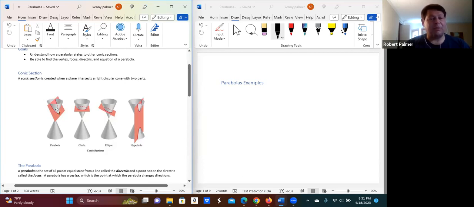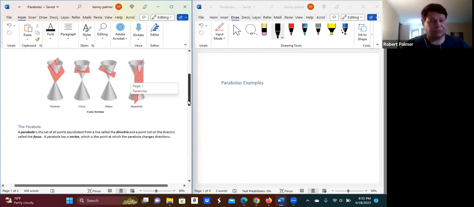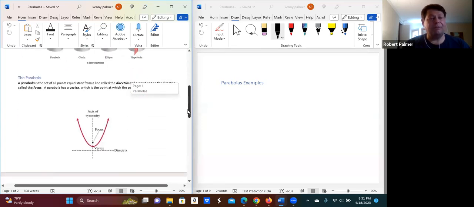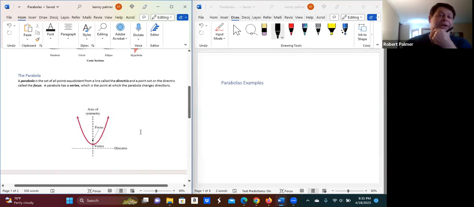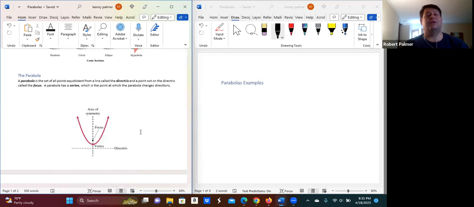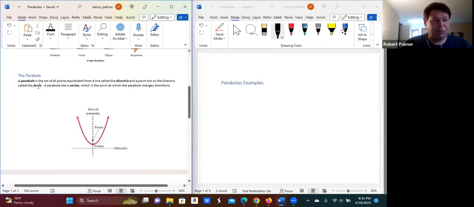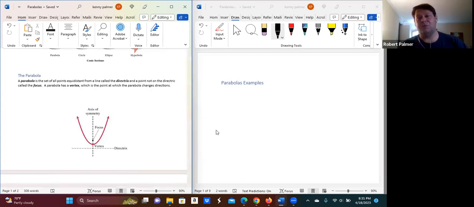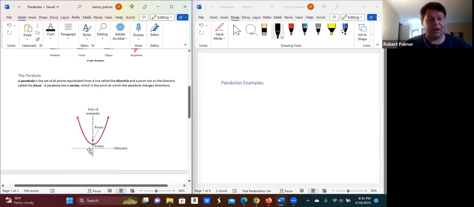Okay, let's talk more about the parabola. If you take other algebra classes, you may learn other ways to talk about parabolas as the graph of a quadratic function. But here we're talking about parabolas in slightly different ways, though it's the same thing. A parabola is the set of all points equidistant from a line called the directrix and a point not on the directrix called the focus. So here's a line called the directrix and the focus. Of course, the vertex, you're probably familiar with. A vertex is where a parabola changes direction.